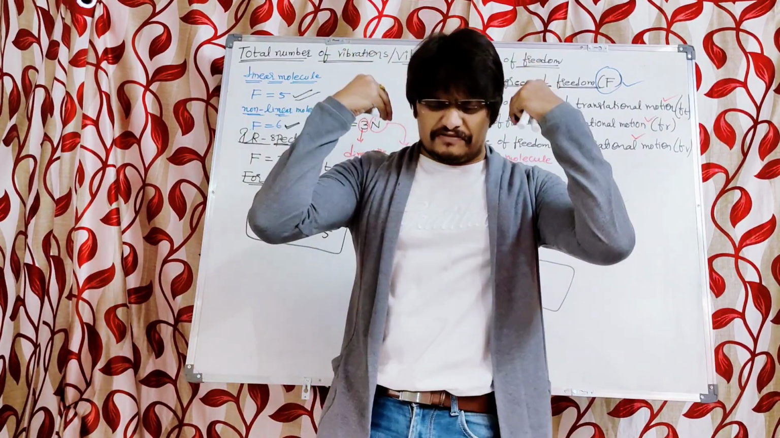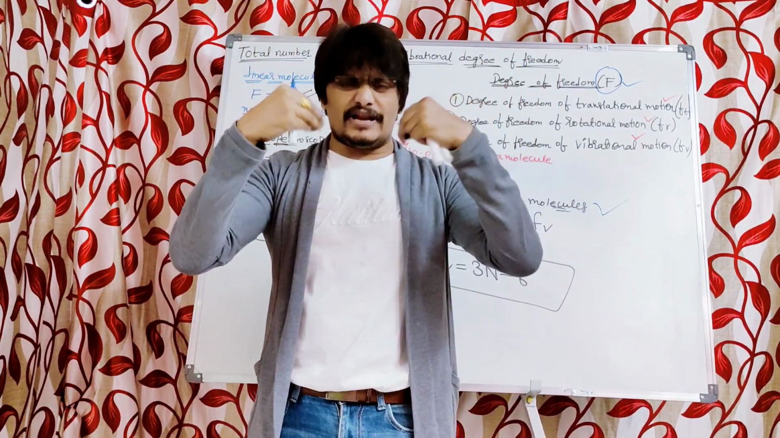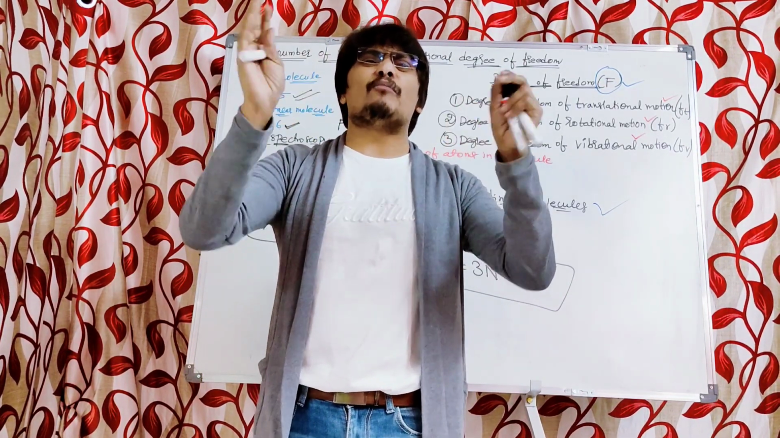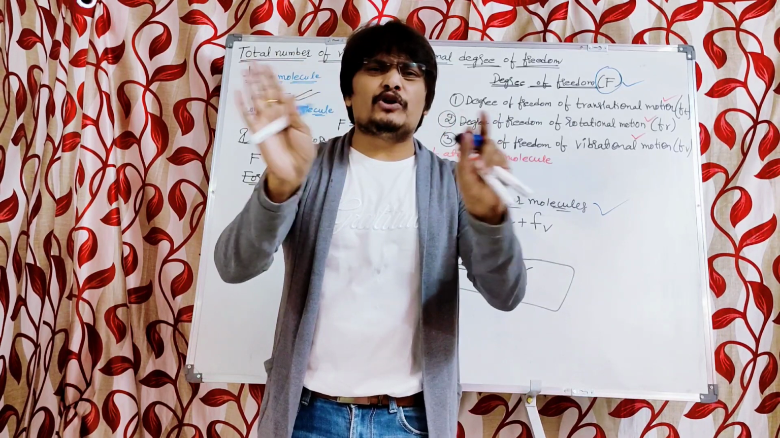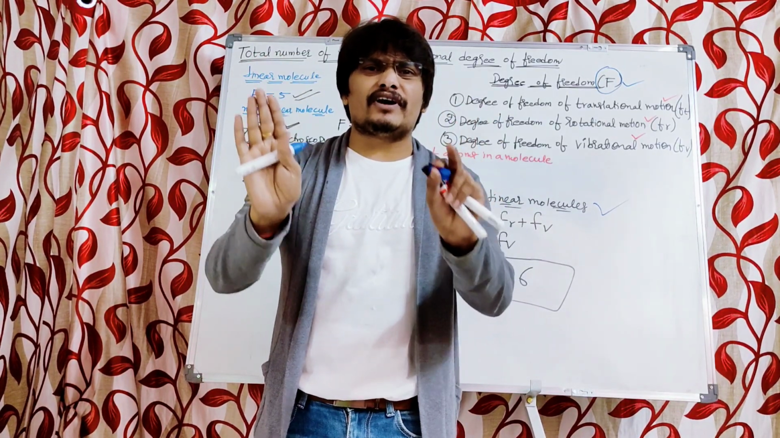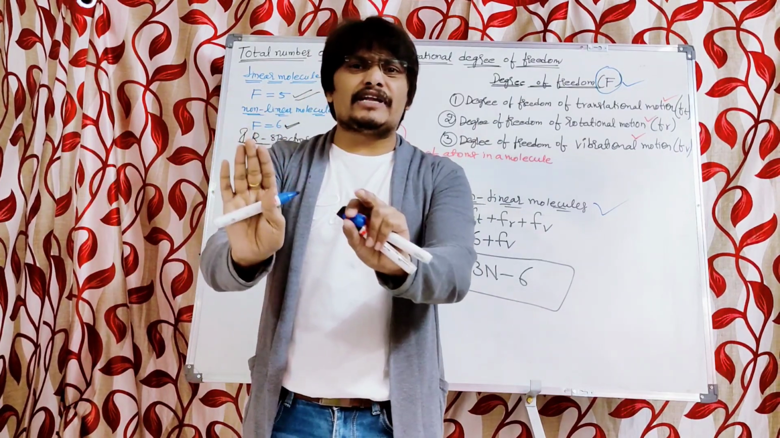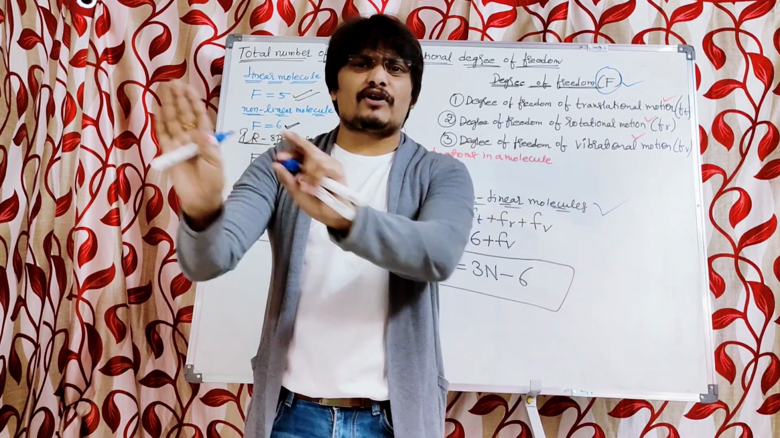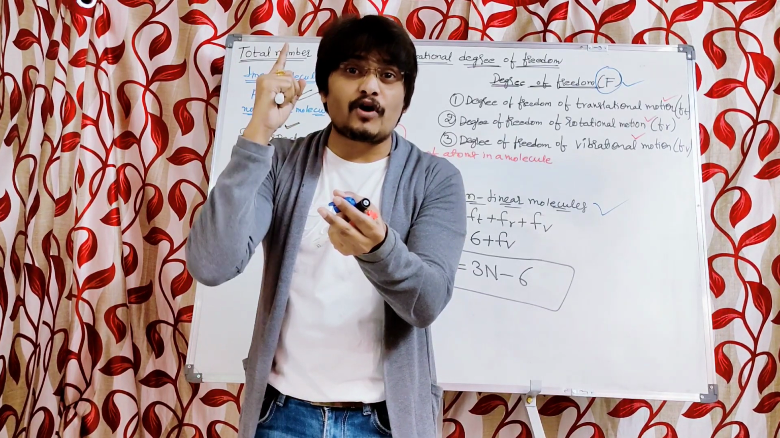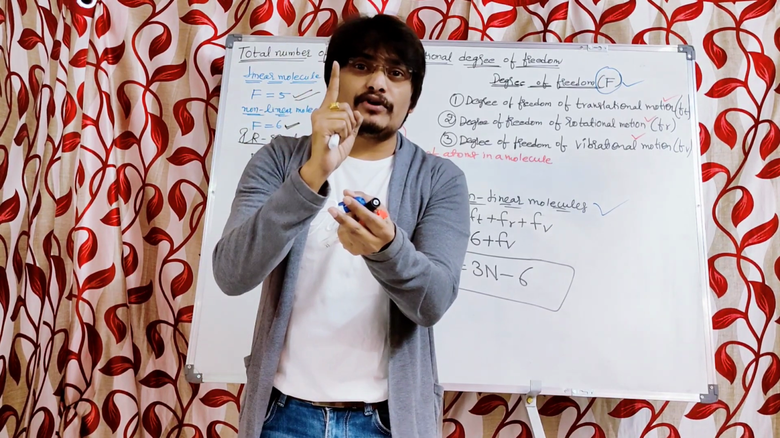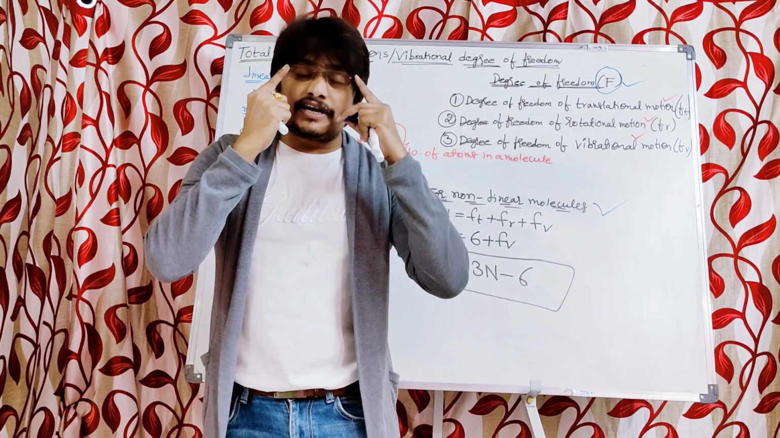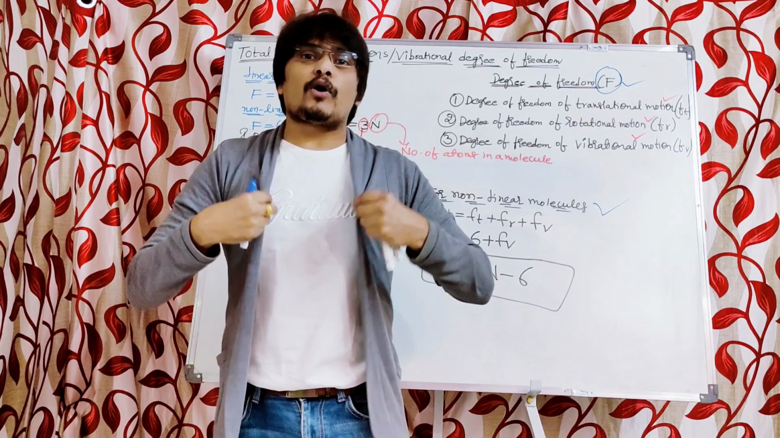So now it is very easy for you to calculate the total number of vibrations in any molecule. There is no need to memorize 3n minus 5 for linear molecules and 3n minus 6 for non-linear molecules. Very easy, right? Because you have the concept. This is the beauty of concept. So please try to understand each and every topic conceptually.